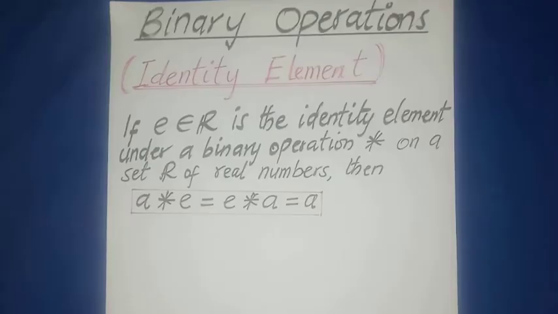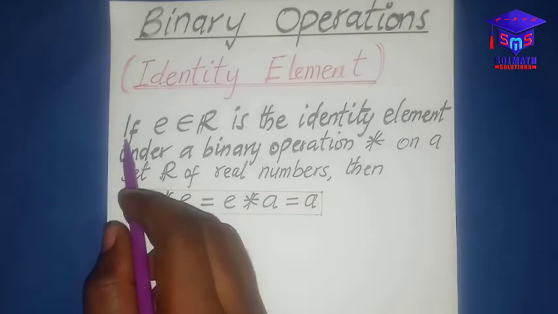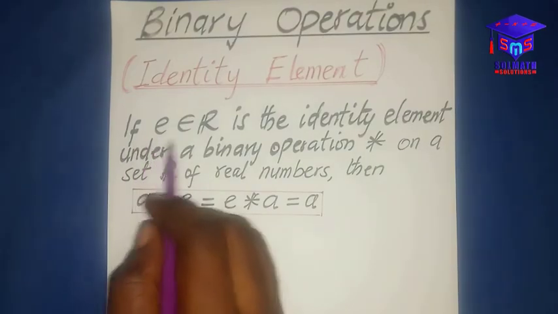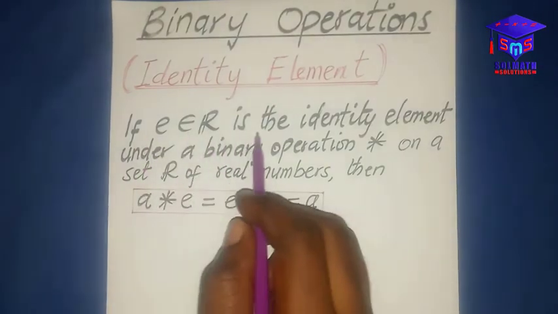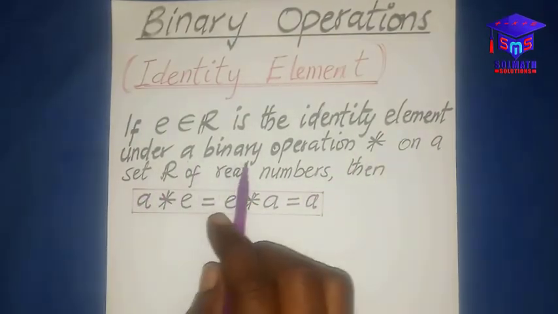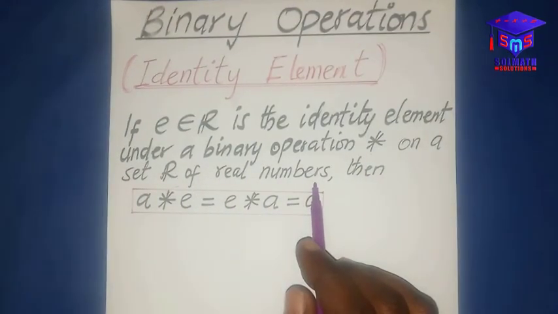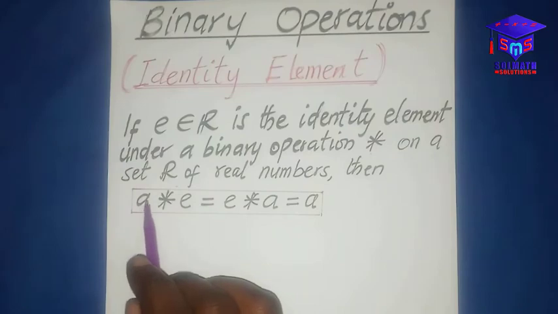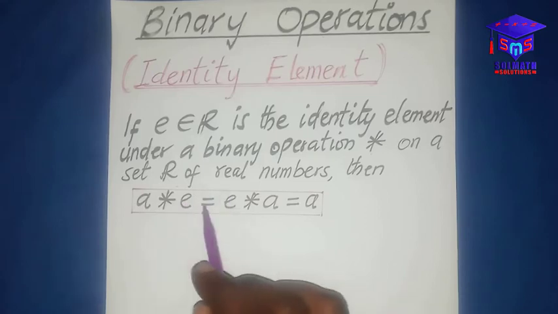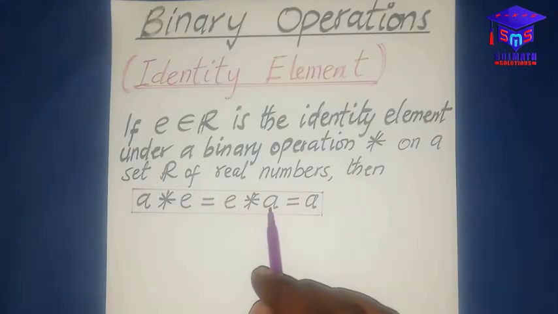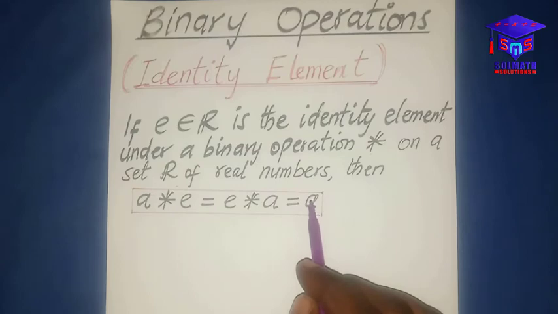Today we are going to talk about the identity element under binary operation. When we talk about the identity element, if E, which belongs to the set of real numbers, is the identity element under a binary operation, let's say star, on a set R of real numbers, then A star E is equal to E star A is equal to A, where A is a certain number from the set of real numbers.